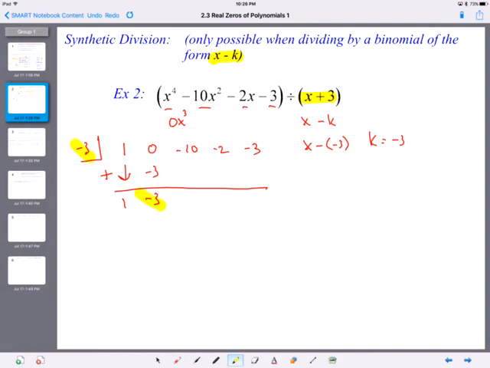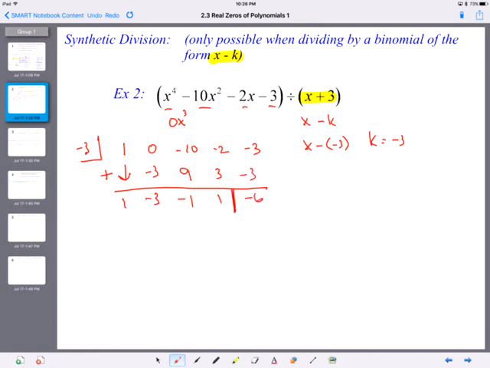Negative 3 times negative 3. That's 9. Add those numbers up, repeat the process. Negative 3 times negative 1 is 3. Add 1. Once again, repeat. Negative 3 times 1 is negative 3. Add, you get negative 6.